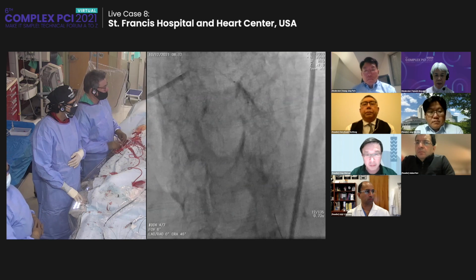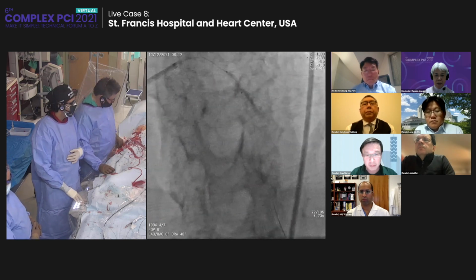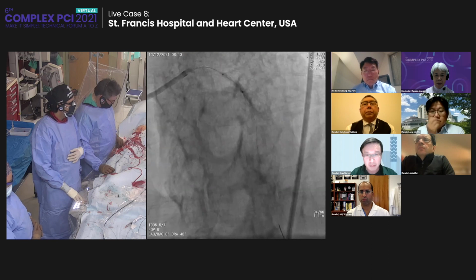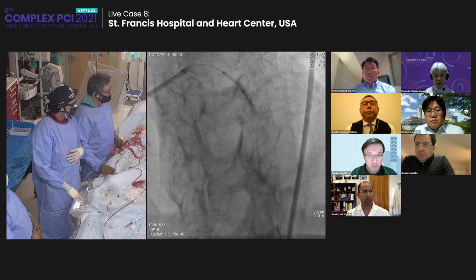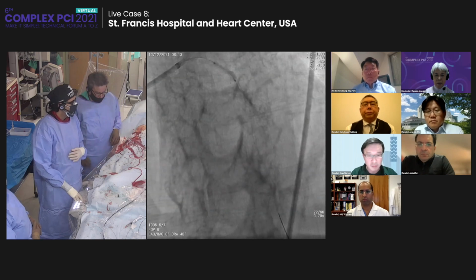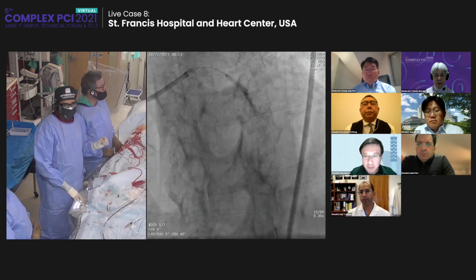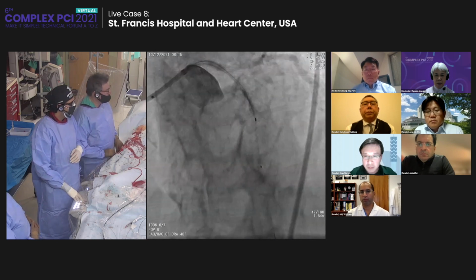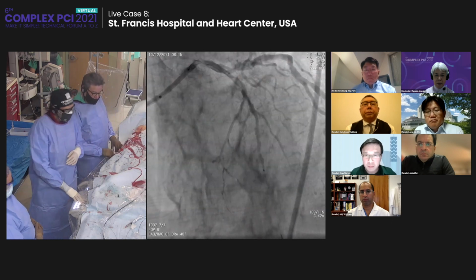So what we've done is we tried to balloon this to make some space because we couldn't get our OCT catheter across. I think the proof is in this picture, which shows a severe dog boning and an inability to dilate the vessel despite a high pressure balloon. However, despite this, we were able to sneak an OCT catheter across. And I'm going to walk you through the OCT right now.